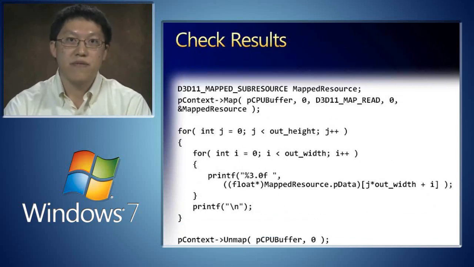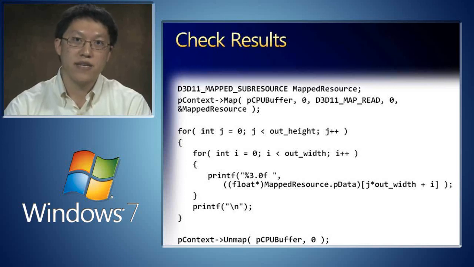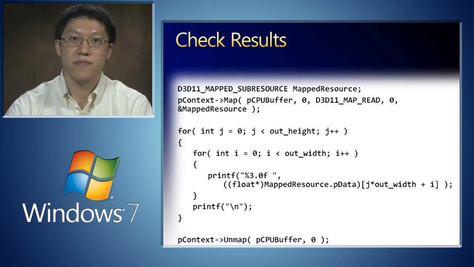After that, I most likely want to do something with the output data on the CPU. So here, I do something similar to what I did with the constant buffers. I lock the buffer to get the pointer, and in this case, I'm just printing out the results.